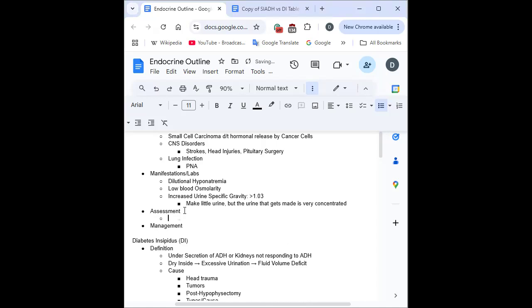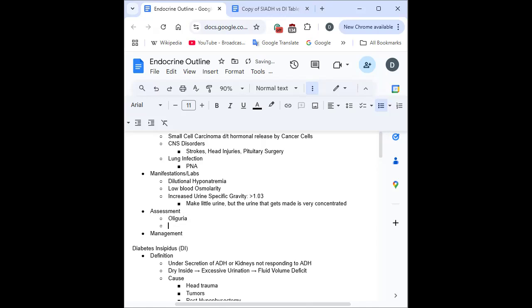So we already talked about oliguria. You're not going to have much urine, so the patient's going to be oliguric. They're not going to be able to pee much because their body's retaining all that fluid. So ADH. We're going to have oliguria, but very concentrated urine.